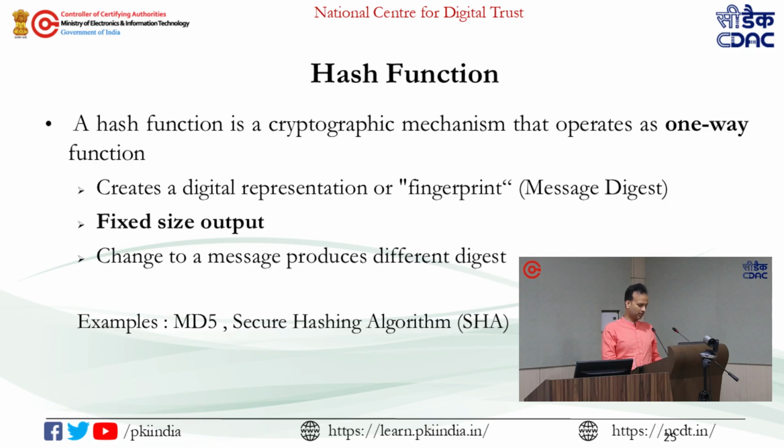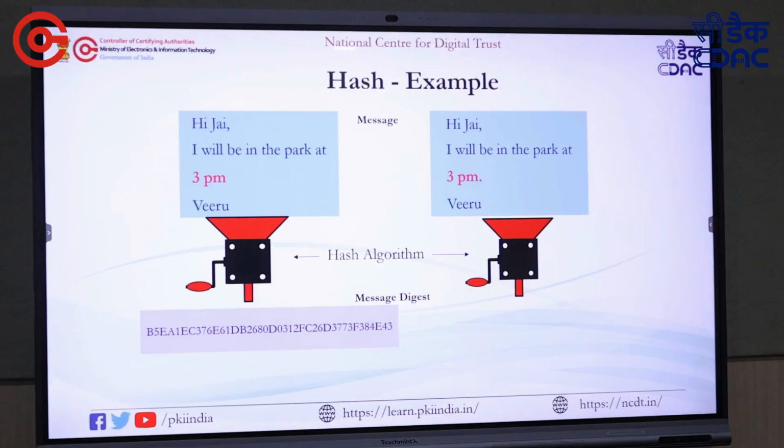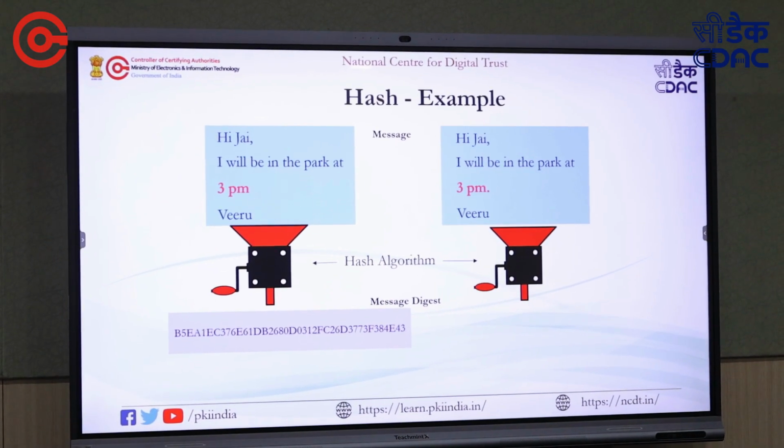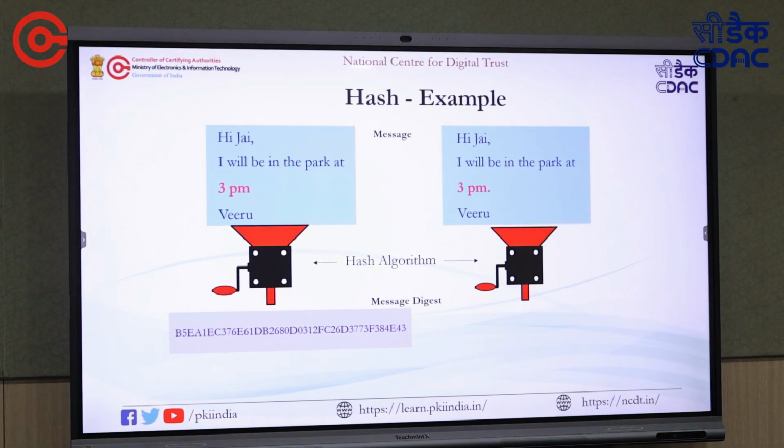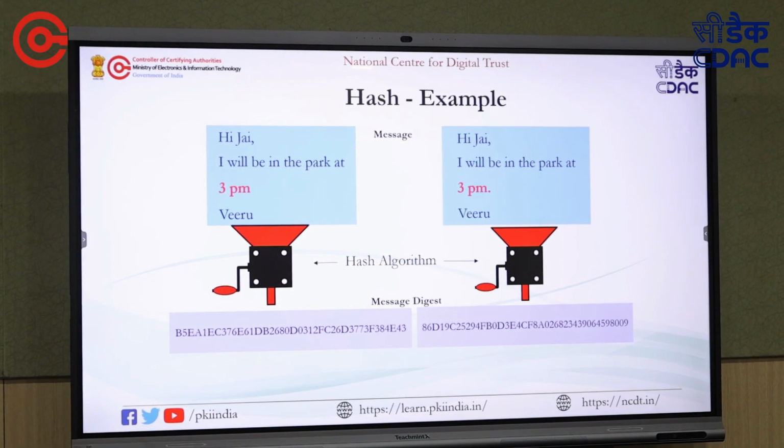So this is through animation, the example where this is a hash algorithm where I am generating a hash from a given message, and the size of the output is fixed. Another example where I have just added a dot after PM, you can see that, and the message digest is totally different. You cannot have a relationship between the first one and the second one.